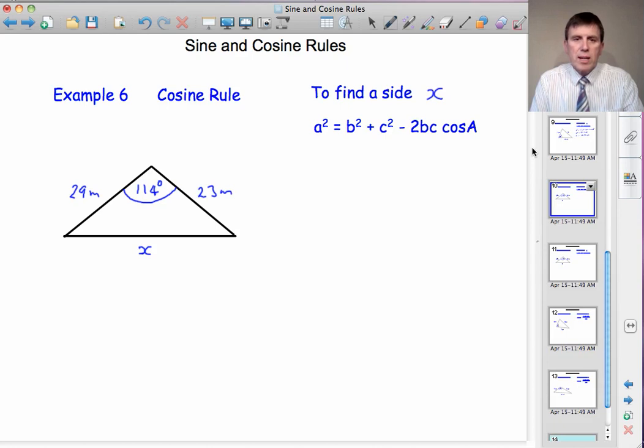The cosine of an obtuse angle is actually negative, and it will turn this term here positive, with the negative at the front multiplied by another negative. But we won't see any of that because the calculator will take care of it automatically. We will just type in what we see. So it's a case of x squared is equal to 29 squared plus 23 squared minus 2 times 29 times 23 times the cosine of 114 degrees. And we can put that straight into the calculator.